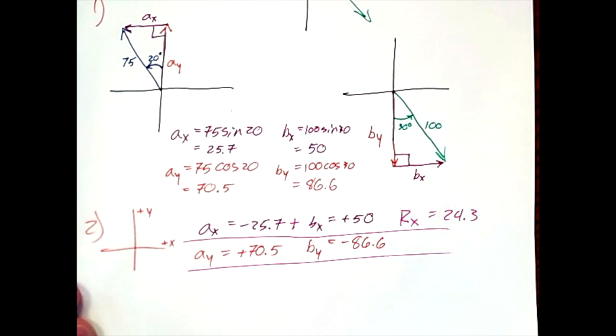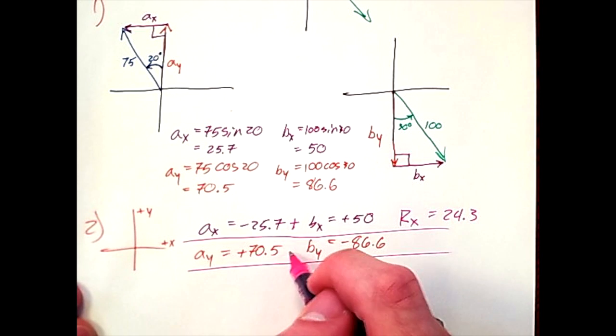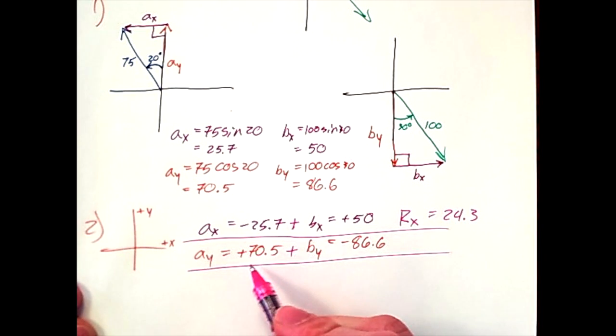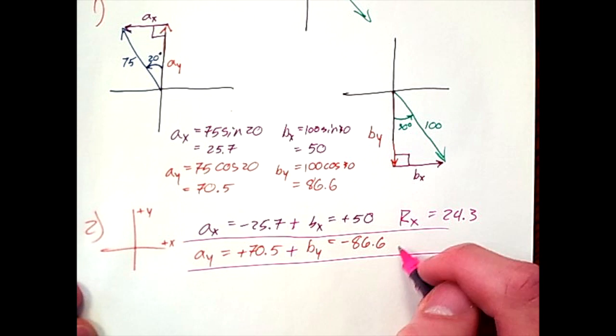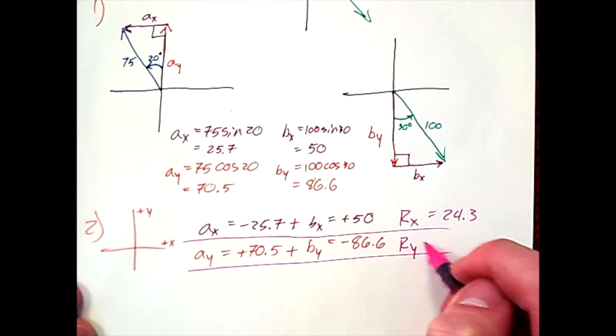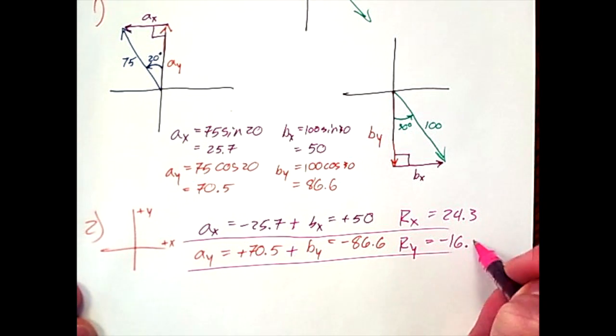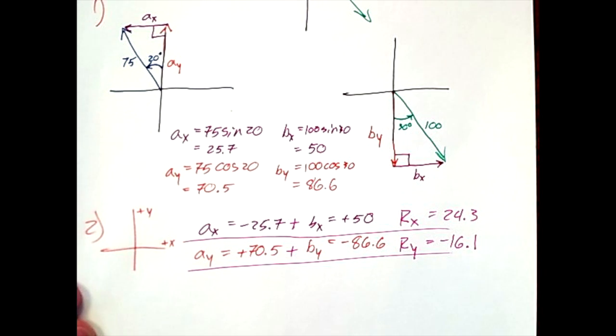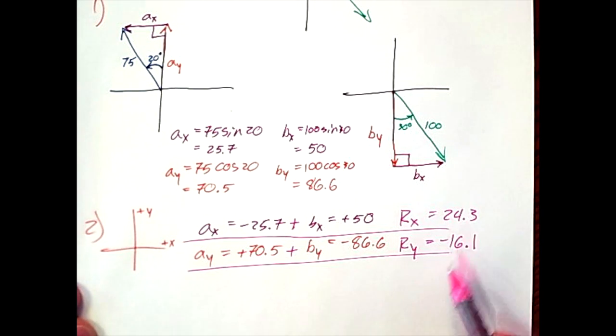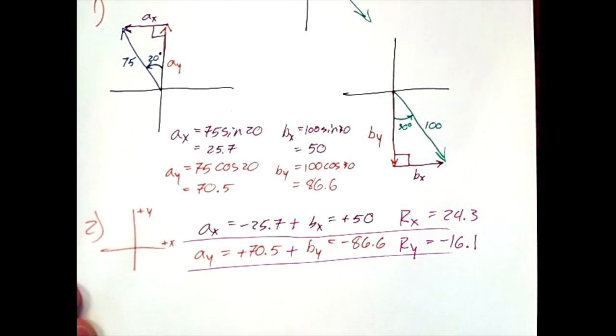Positive. Whereas Ay plus By is positive 70 plus negative 86, so Ry is negative 16.1. This is the beginnings of an actual answer because now we've actually added A plus B to get R, right? But we've only added the parallel components. We haven't actually completed the entire diagram.